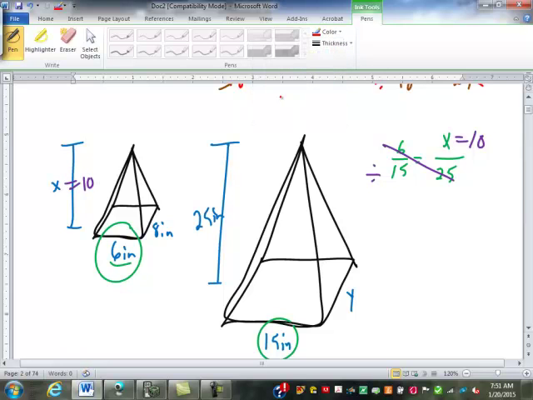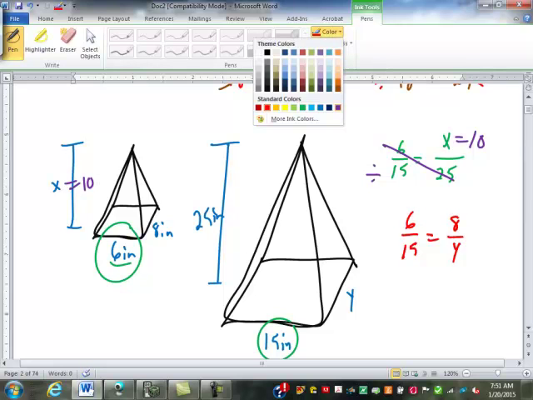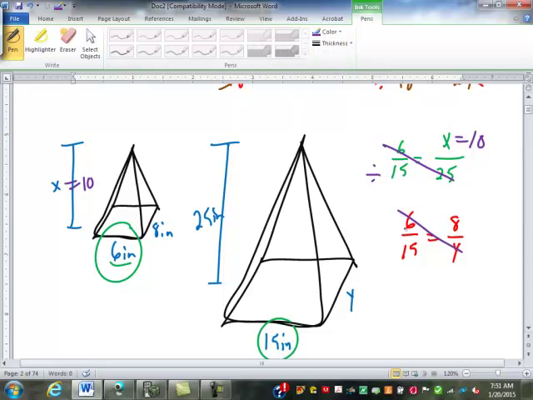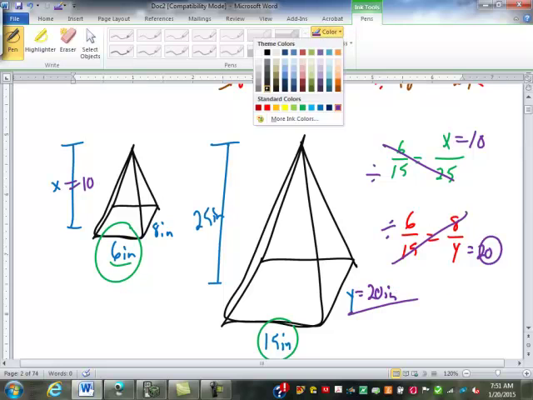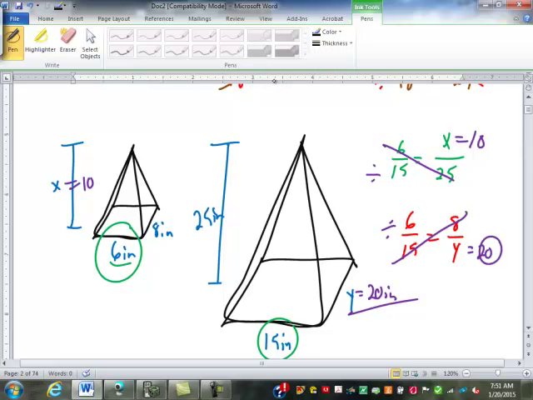And then to find Y, we still got 6 over 15. Y goes on top or bottom? Bottom. And what goes above the Y? 8. Oops, other way. We're going to do 15 times 8 divided by 6 tells us that Y is 20. So we can still use this on three-dimensional objects. Now you do have to be a little bit careful.